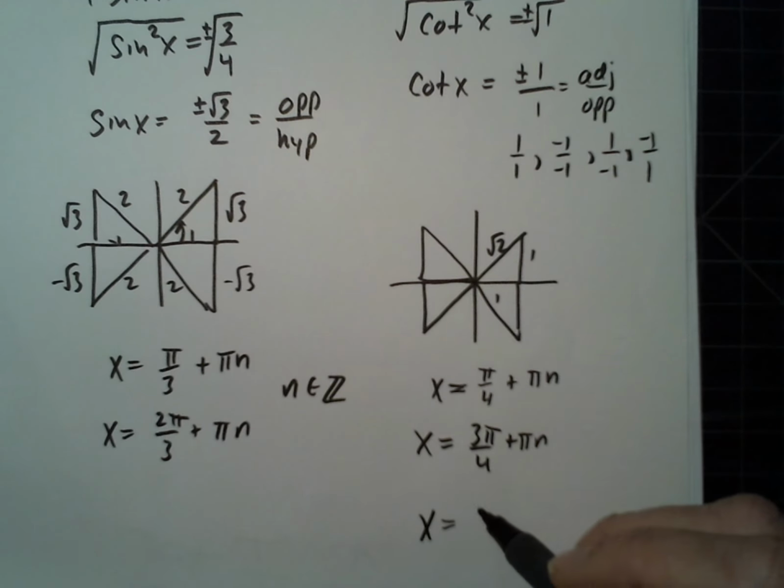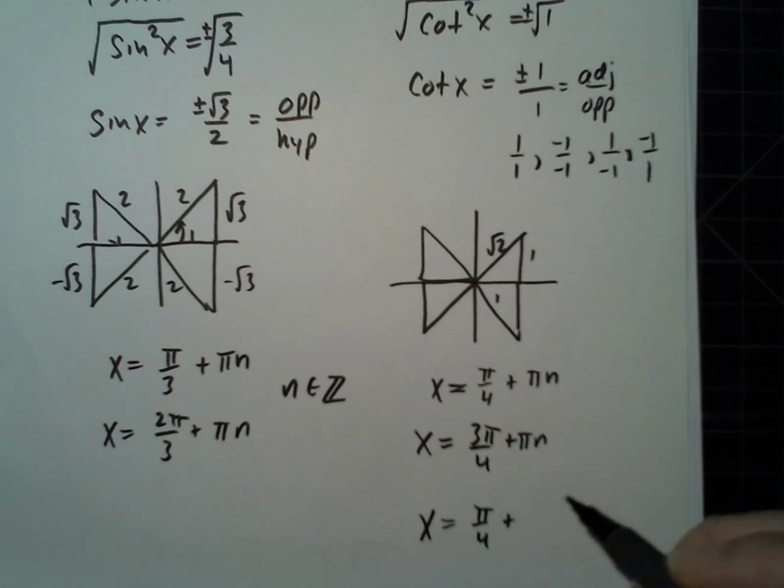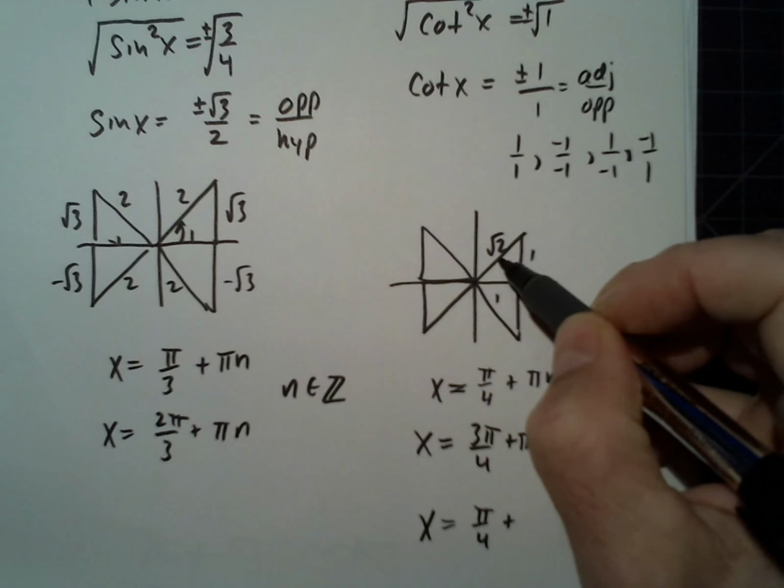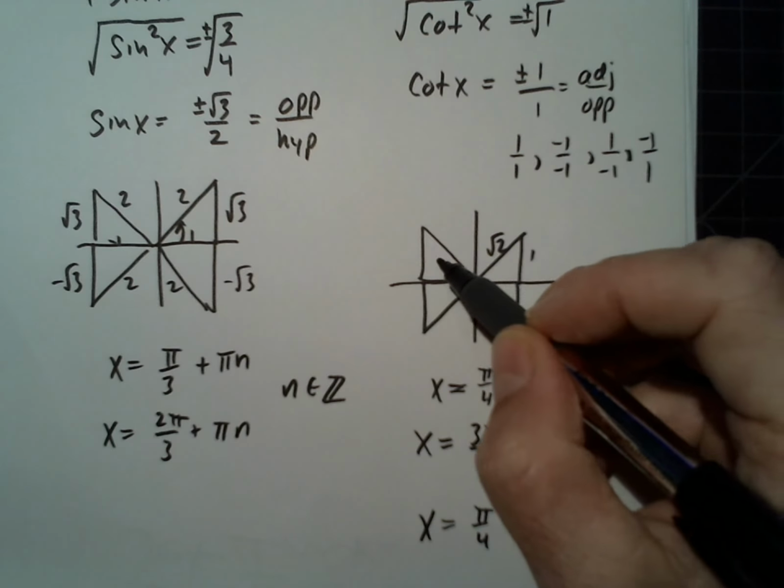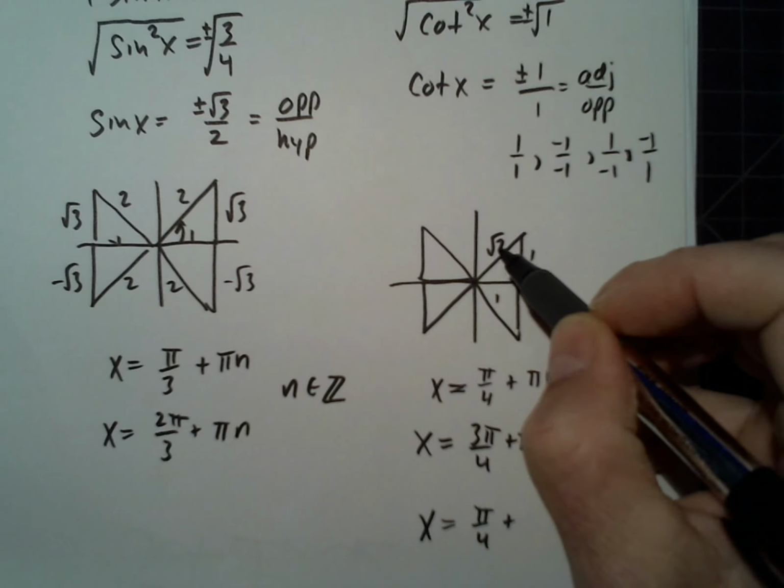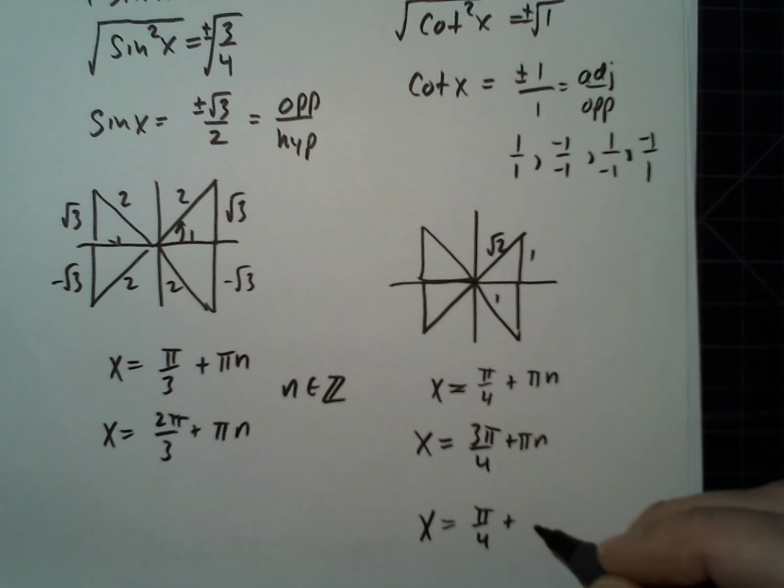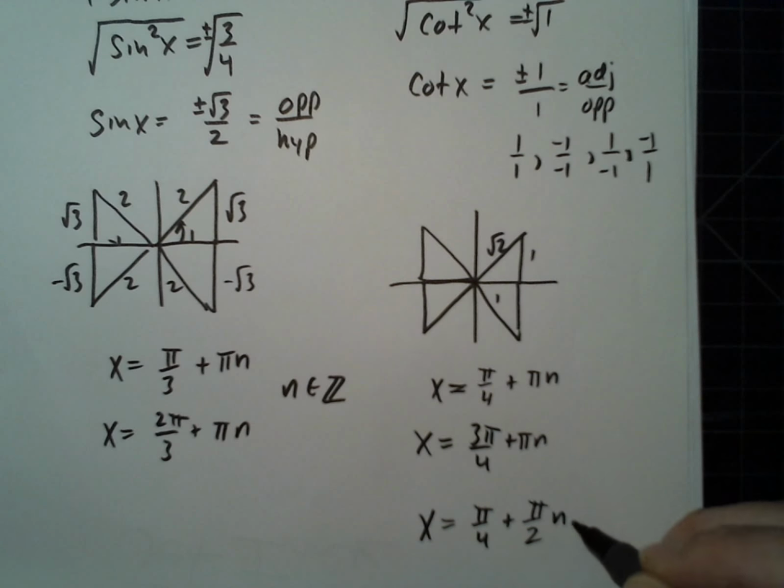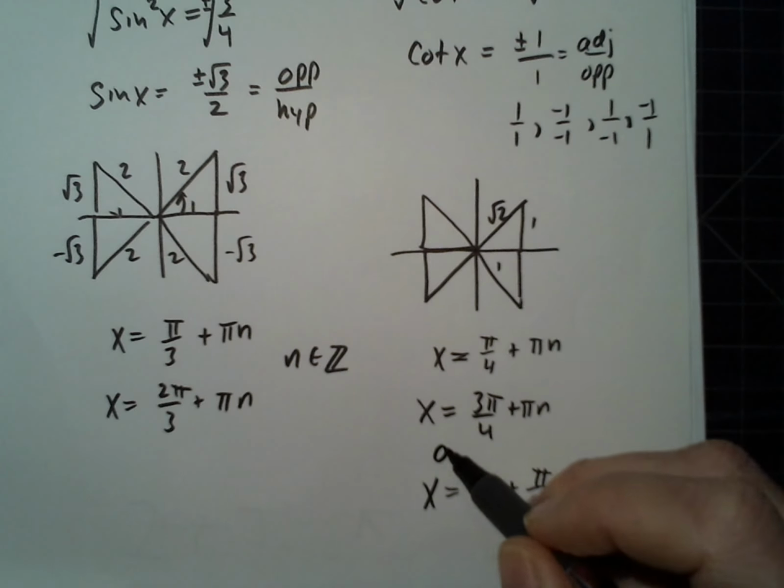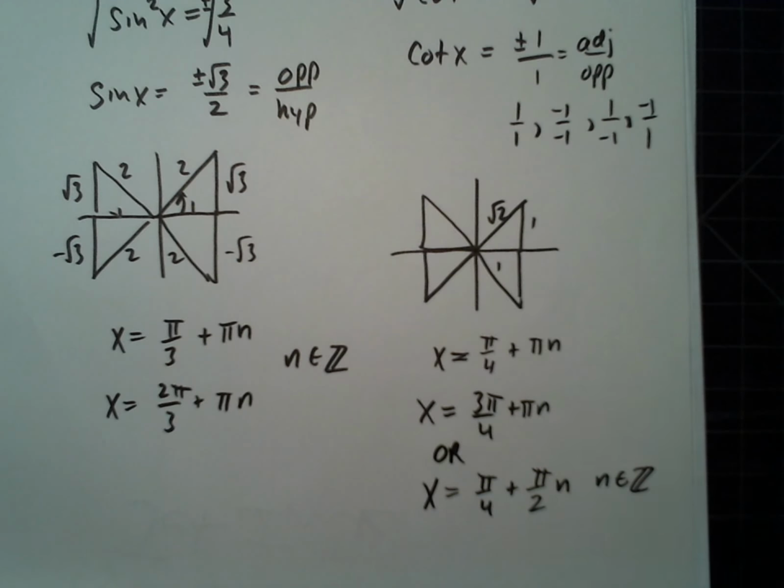It's pi over 4 plus. Here we're going to add pi over 2, add pi over 2, add pi over 2, add pi over 2. We keep adding pi over 2, so we could just say it's pi over 4 plus pi over 2 n, where n is an integer. If you write it like this, it's correct, and then we could also simplify it to that.